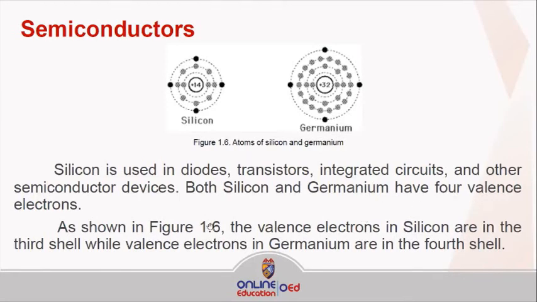As shown in Figure 1.6, the valence electrons in silicon are in the third shell. Sa silicon, nasa third shell yung kanyang valence electrons. Pagdating naman sa germanium, ang valence electrons nito is nasa fourth shell. That's why we have positive 14 for the atoms of silicon, then for germanium, we have 32. Okay?